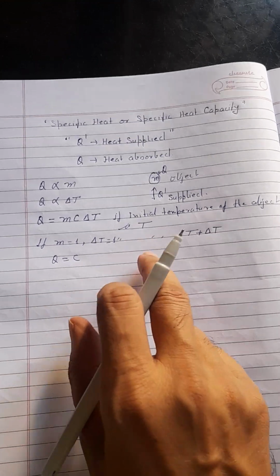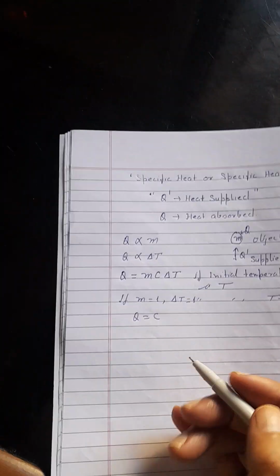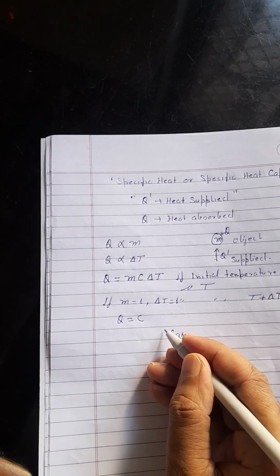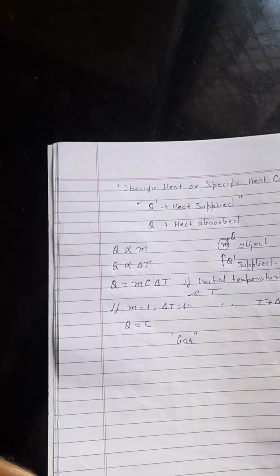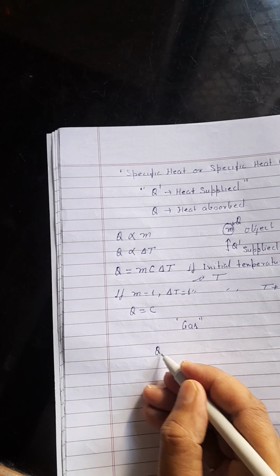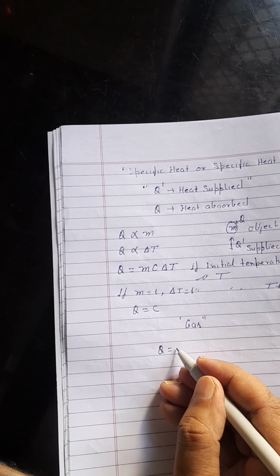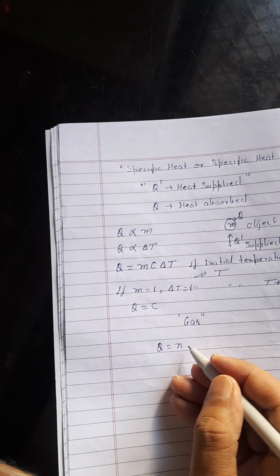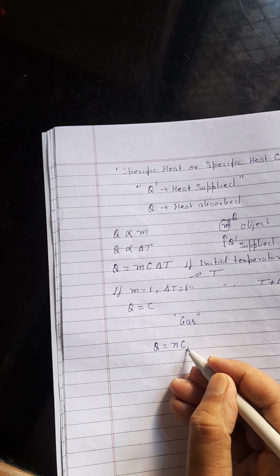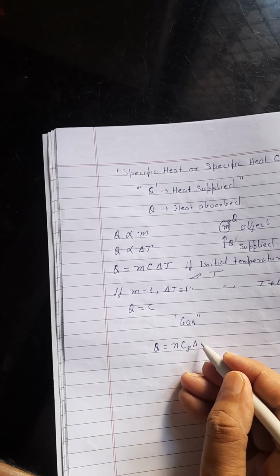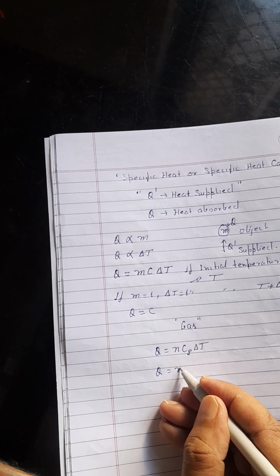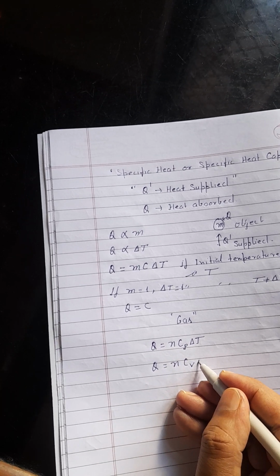Okay, why not for the gas? So now we have to come to why not for the gas. In the gas, what exactly is to be done? In the gas, it happens in two ways. Heat absorbed is equal to n Cp delta T, and Q is again n Cv delta T.